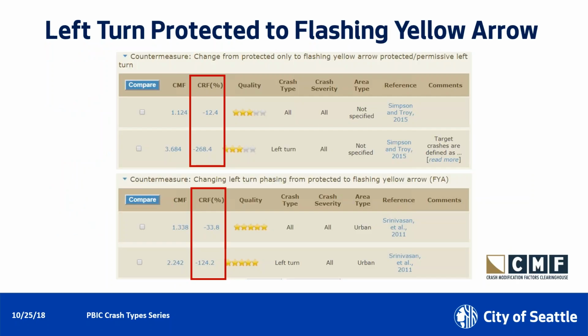I couldn't find any direct data that said if you go from permissive to a left turn arrow, what is the benefit? So the best thing I could do is jump in the Crash Modification Factor Clearinghouse and look at some studies that were done on what if you went from left turn protected to a flashing yellow arrow? I want to say that flashing yellow arrow obviously has a benefit over permissive phasing, but I just wanted to show something to illustrate that if you go from protected to essentially permissive, you see an increase in crashes in those areas, or a negative crash reduction factor, depending on which study you're looking at.